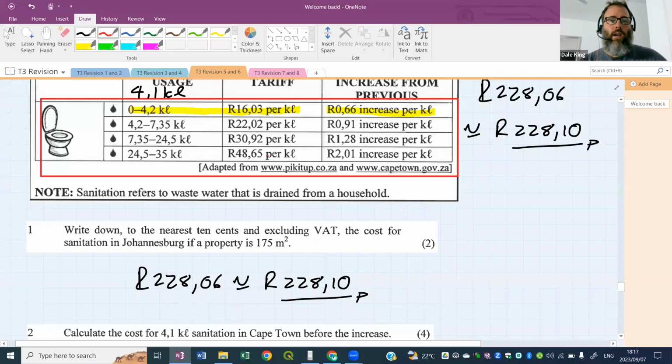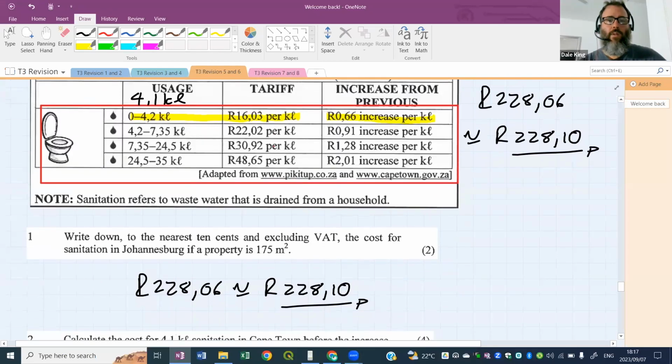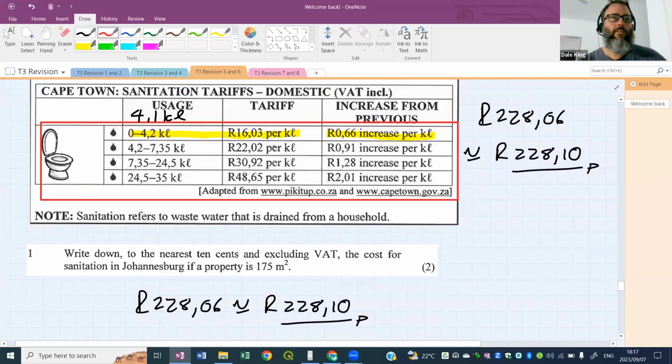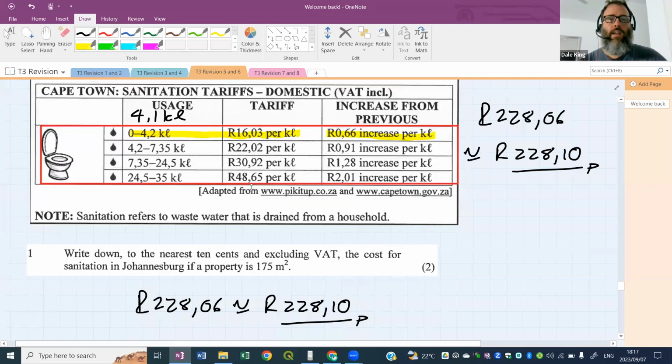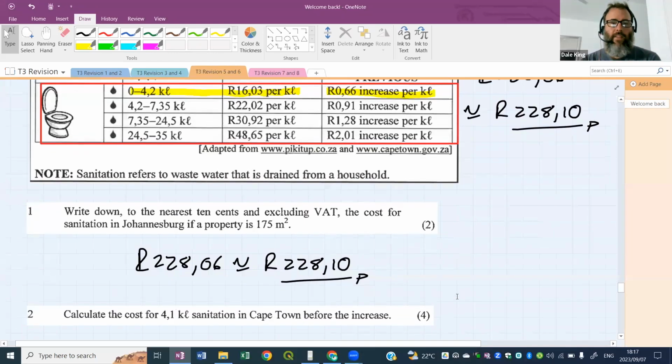Now, they say before the increase. What do they mean by that? Where does it talk about an increase in this table? The increase from previous. Yes, so what that means is it increased from the previous tariff to this tariff. The increase was 0.66 rands. So do they want us to use the new one or the previous one? The previous one. Yes.